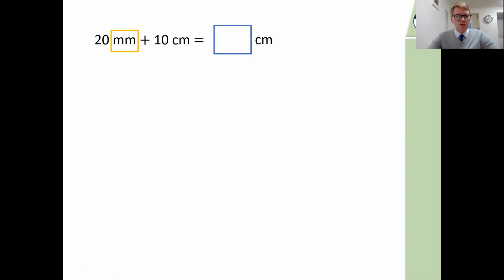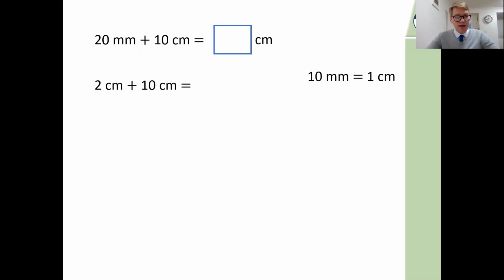So let's convert them then. Let's convert these 20 millimeters into centimeters. This is based on some learning we've done over the last couple of days. So what is 20 millimeters in centimeters? Well, we know that 10 millimeters is 1 centimeter. So 20 millimeters is, have you got it? 2 centimeters, isn't it? So 2 centimeters plus 10 centimeters is what we're actually looking at here.